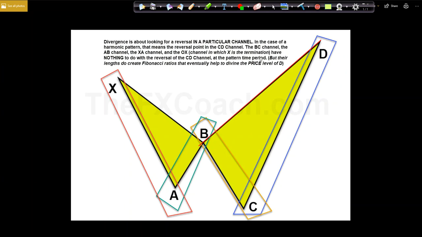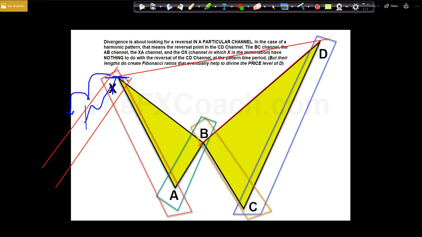Likewise, going back to X has no relevance at this time frame. Because again, the X has its own channel on the way up. And as price was moving up in that channel, that X point becomes the one that actually has divergence in its channel compared to a previous high. Oh, it's divergence. We're going to have a reversal.